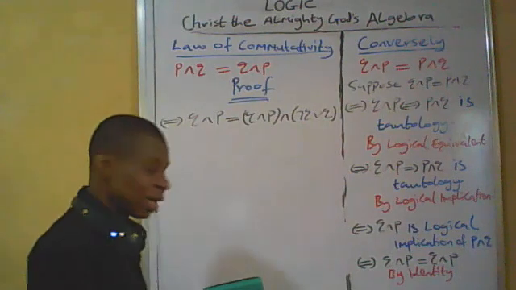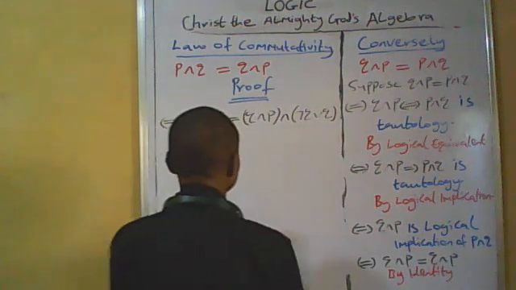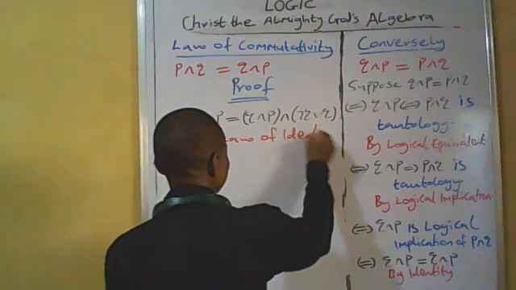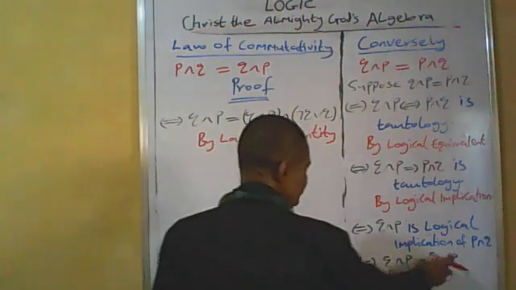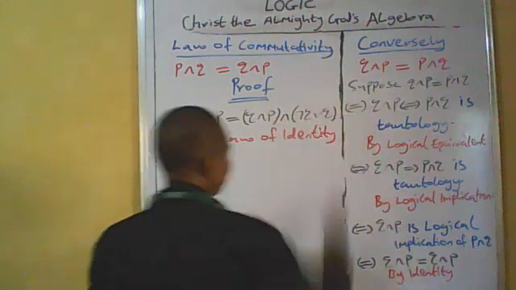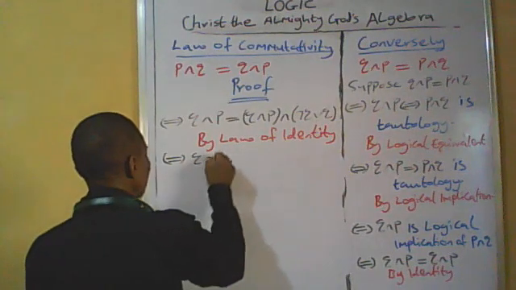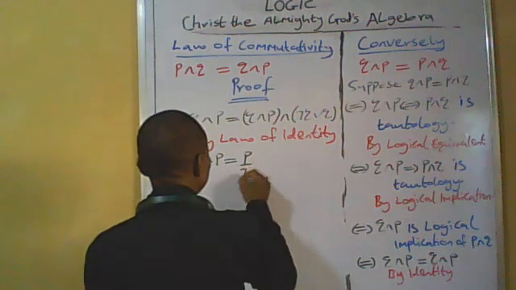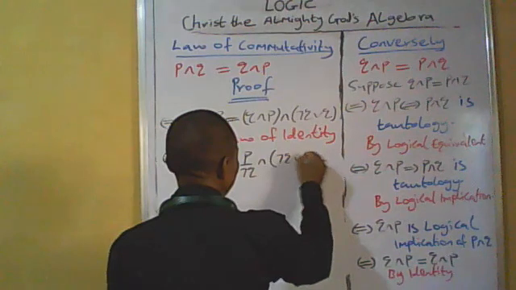Being justified by law of identity. So it's by law of identity that we state this Q and P with Q and P and bracket not Q or Q. So if and only if Q and P is equal to P upon not Q and bracket not Q or Q.